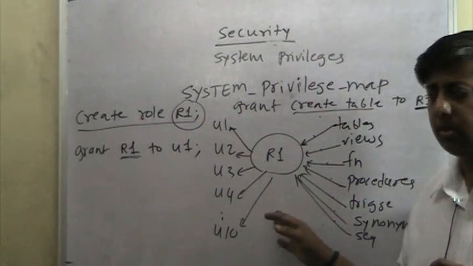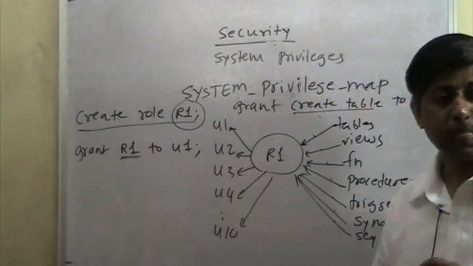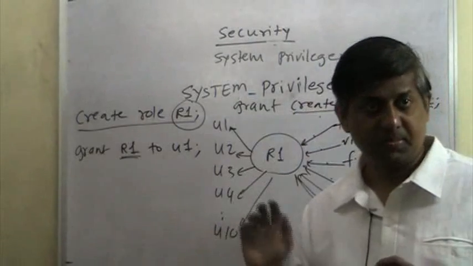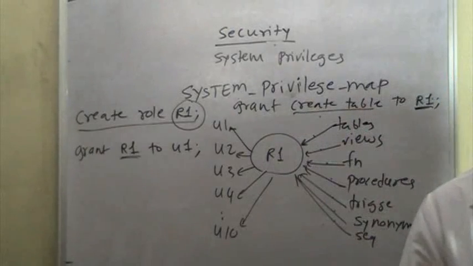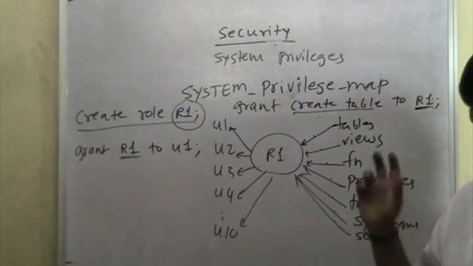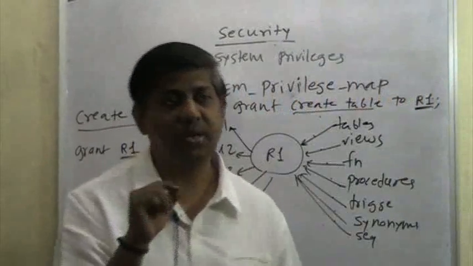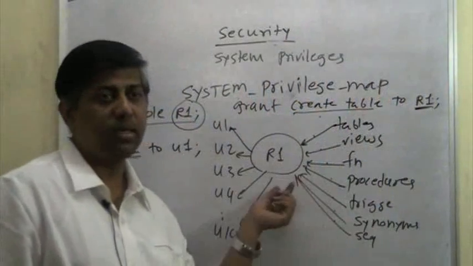Anything, object privileges, system privileges, anything can be granted to a role, and a role can be granted to a user. A role can also be granted to another role. Is it possible to grant all these system privileges at once in R1? No, not at once. You have to actually execute these commands, 10 commands at least, then it will go.